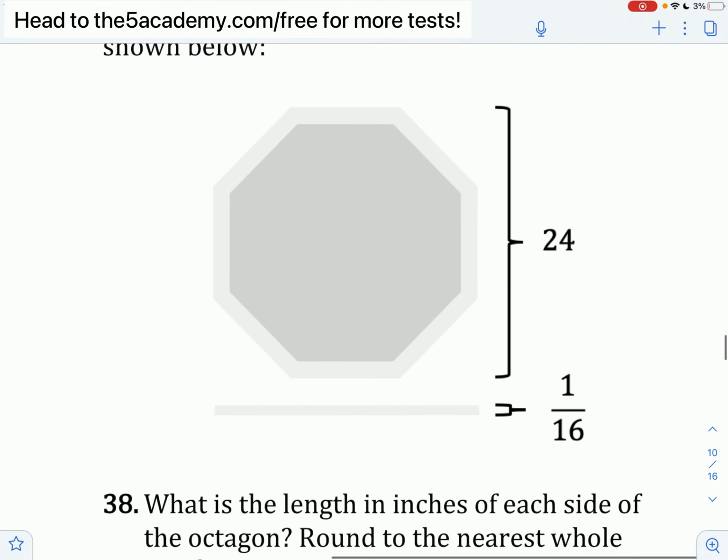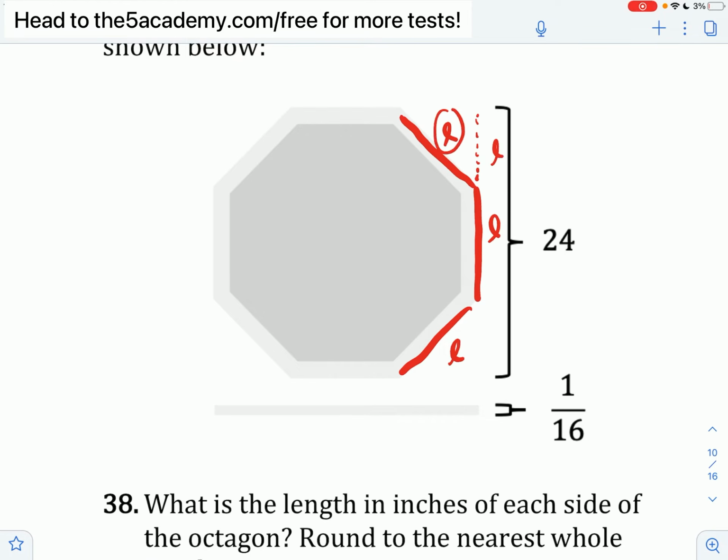So the length of each side, you might be tempted to think that it's just 24 divided by 3 because there's 3 sides here. But the thing is, this length L is the same thing as this length L. But that's not the same thing as this height. This length L and this length L are not the same. Really, this is some height. This is some height as well. So these two dimensions are the same, but these two are different.